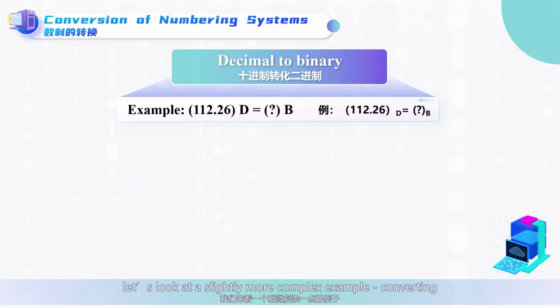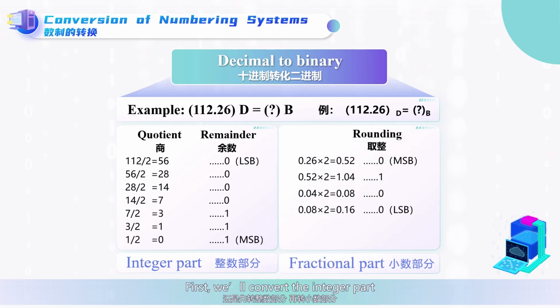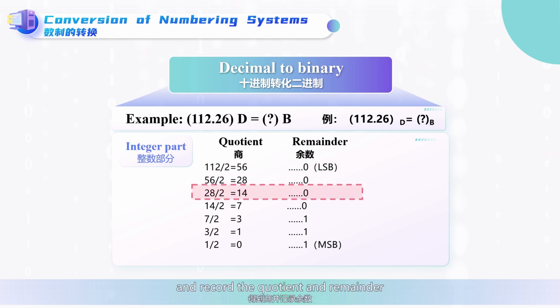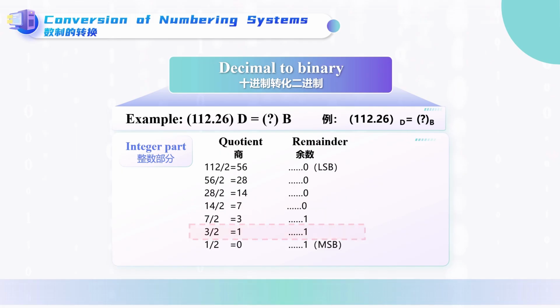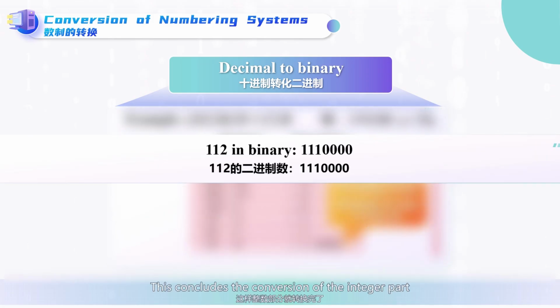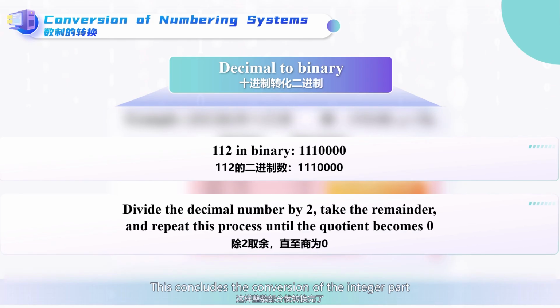Now, let's look at a slightly more complex example, converting the decimal number 112.26 to binary. First, we'll convert the integer part. We take the integer part 112, divide it by 2, and record the quotient and remainder. After multiple such operations, the final quotient becomes 0, and the remainders written from bottom to top, left to right, are 1110000. This concludes the conversion of the integer part.